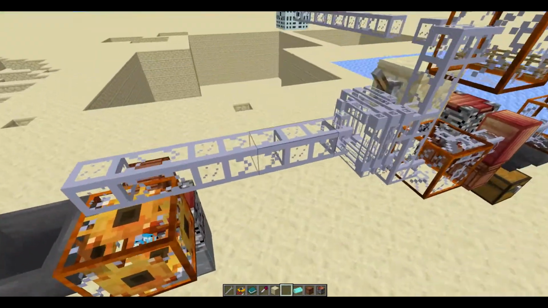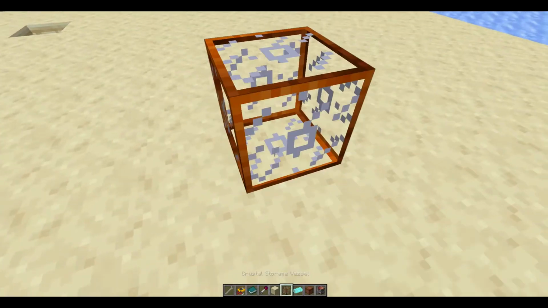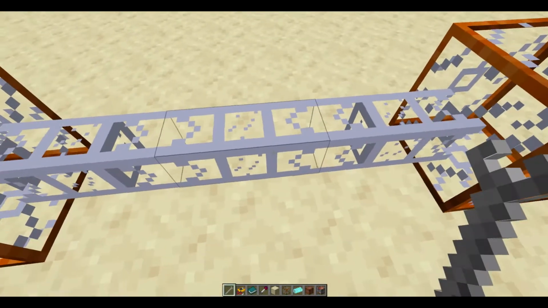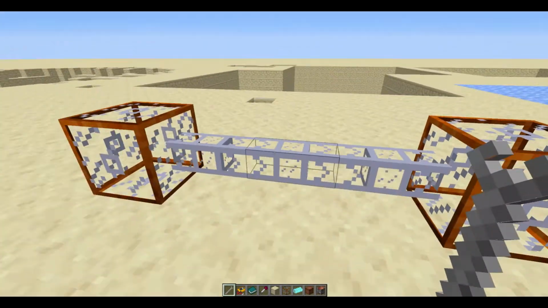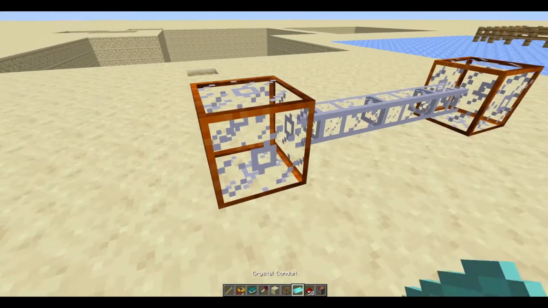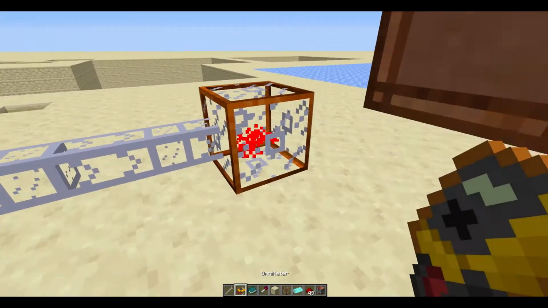Now, there's these conduits which move reagents around. So they're like pipes. And let's just do a line of them. And if I get my wrench, you can treat them basically like pipes. And if I put something in here, let's say some redstone dust, it's going to get moved along to the other side. Nothing too fancy there.